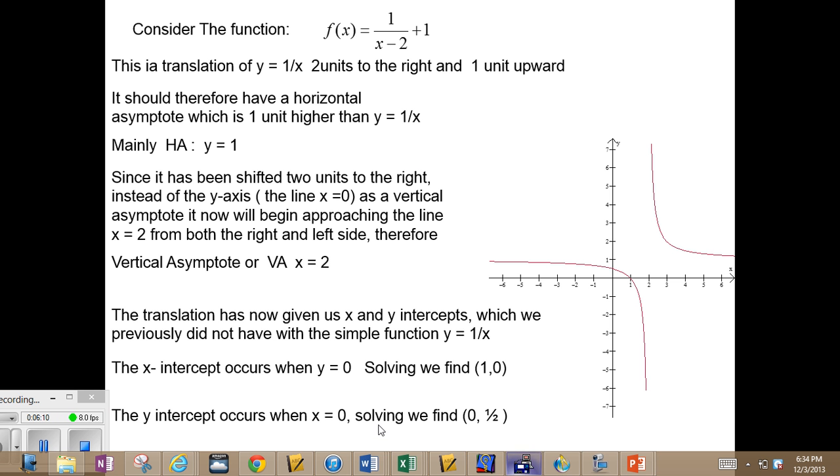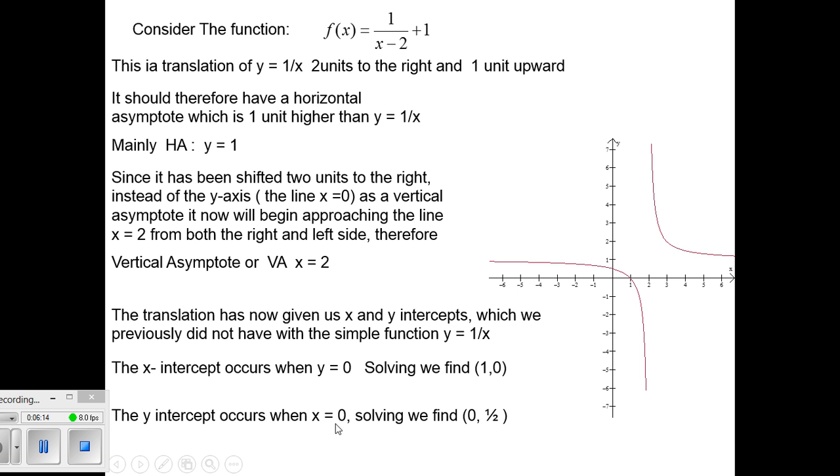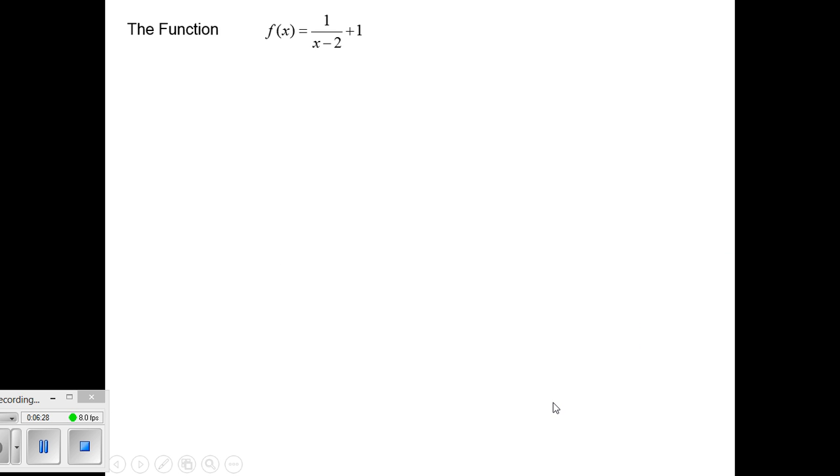And likewise, the y-intercept is when x equals 0. So if you throw x as 0 up here, you're going to have negative a half plus 1, which is going to give you a half. So there you pick up your intercepts that you didn't have previously, with the simple 1 over x. Let's do one from scratch here.